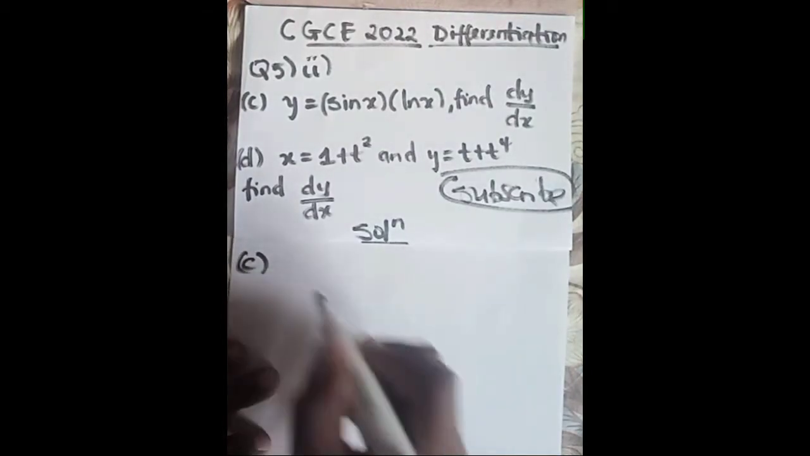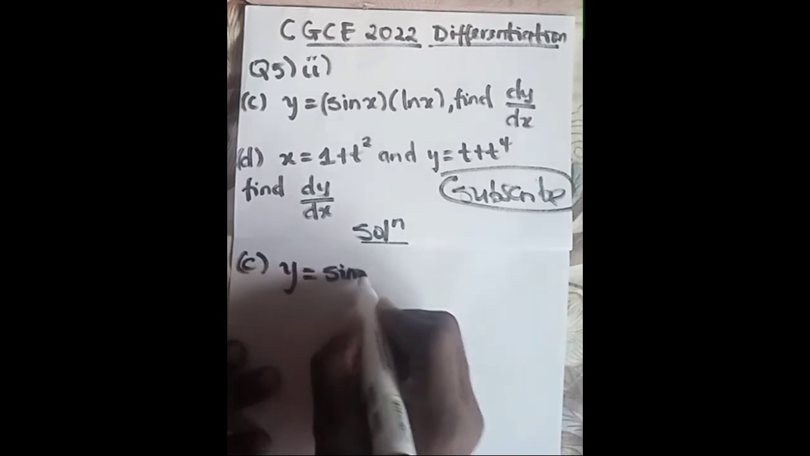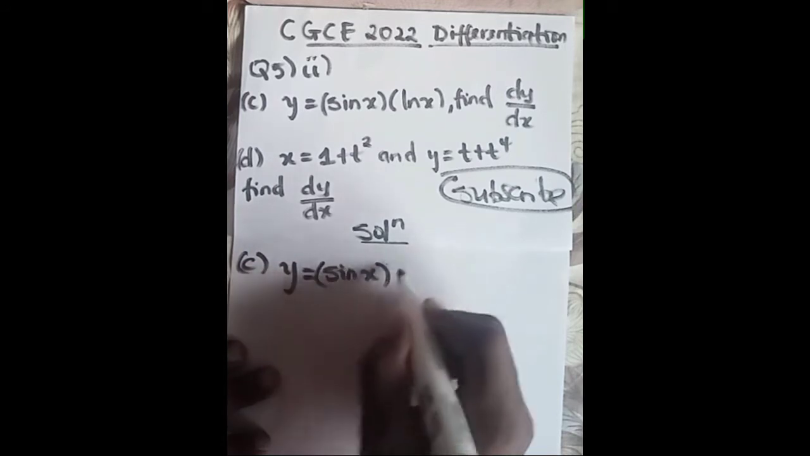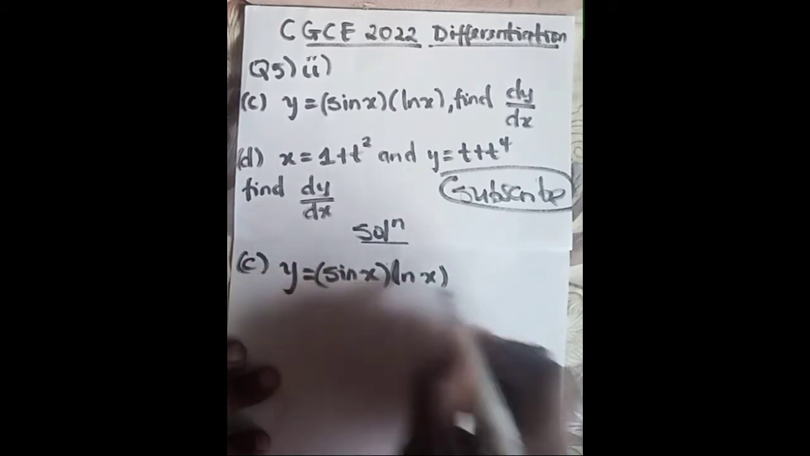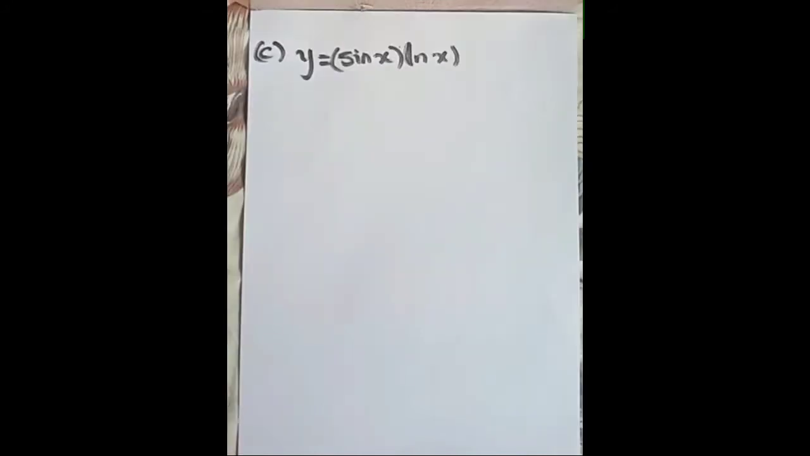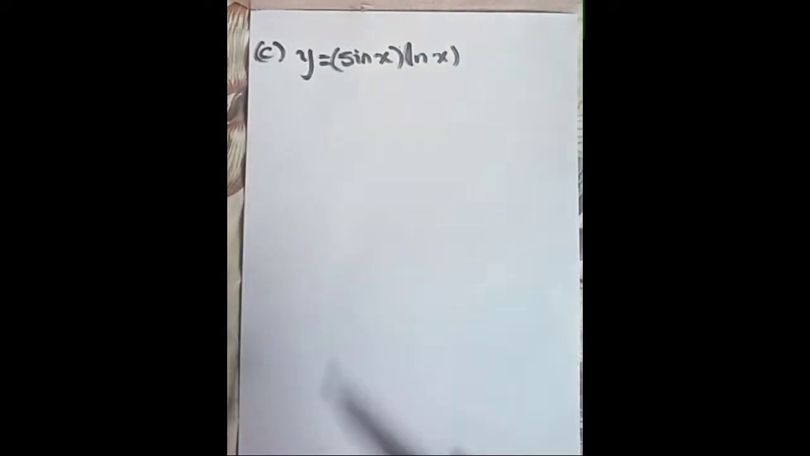We're going to take C, which says y equals sine x ln x. Good. So let's solve that. Firstly, as I said, always take your time first to analyze which technique of differentiation you're going to be using. Now, let's read the question. It says y equals sine x multiplying ln x.